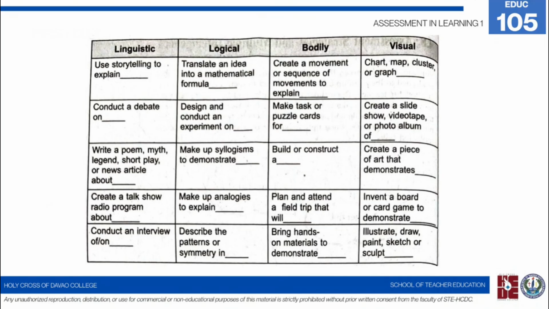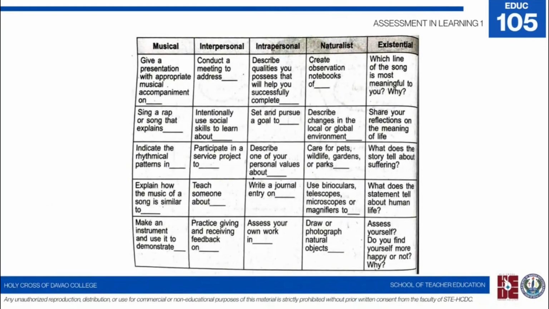The second table extends our examples to cover the remaining five intelligences: the musical, interpersonal, intrapersonal, naturalist, and existential. Together with the previous table, this gives you a comprehensive bank of assessment strategies aligned to all nine intelligences. So we have this musical assessment task, like give a presentation with appropriate musical accompaniment on others. We have this interpersonal, like conducting a meeting to address an issue.